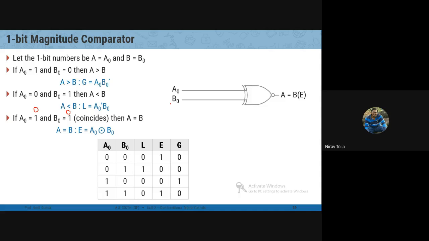So A equal to B is indicated by the exclusive NOR gate. Here we are giving the inputs A0 and B0. For A less than B, we have the equation A0 bar B0.